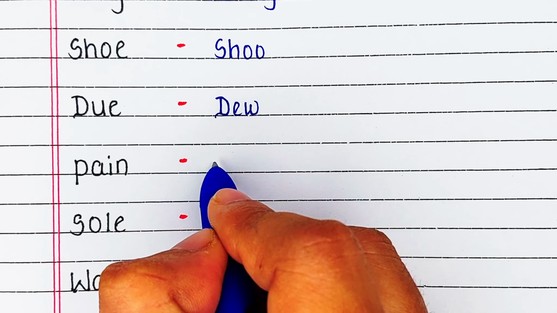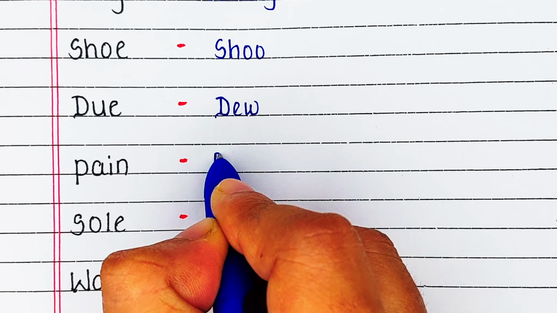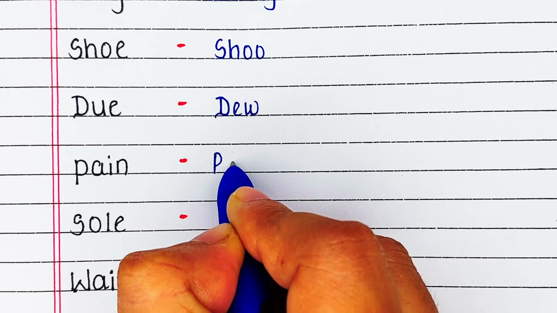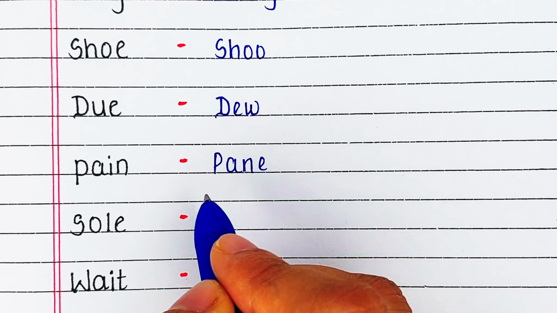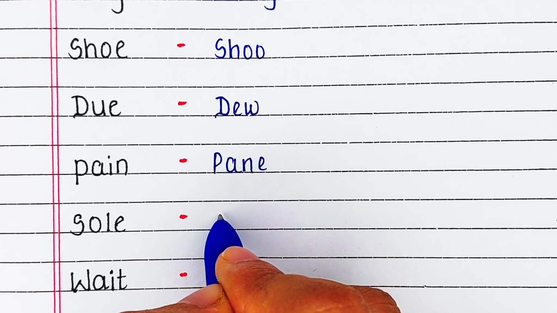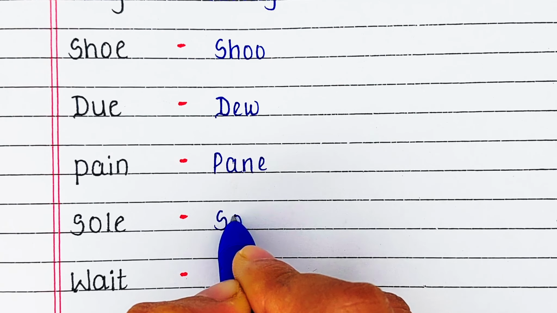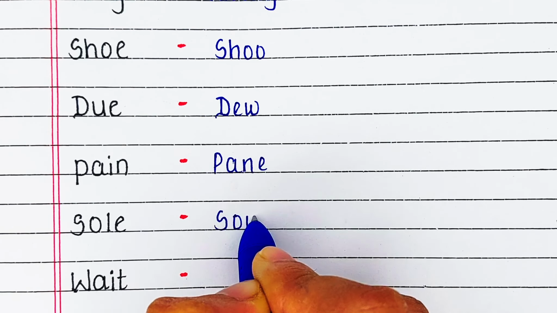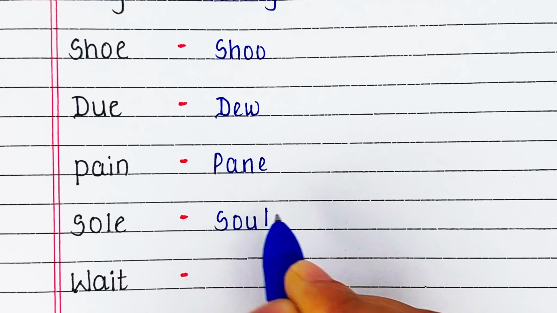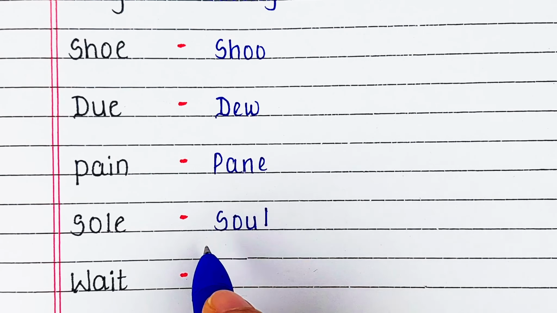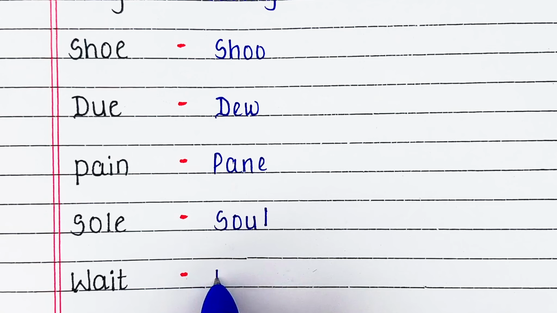Next pair of confusing words, pain. PAIN means physical suffering, whereas PANE means a single piece or sheet. Next pair of confusing words, sole. SOLE means the underside of your feet, whereas SOUL refers to spirit.